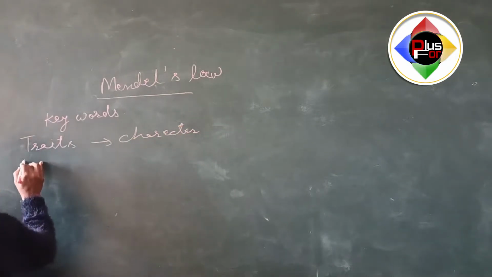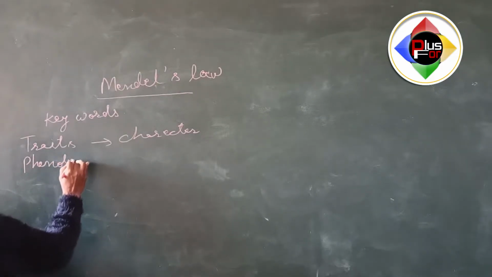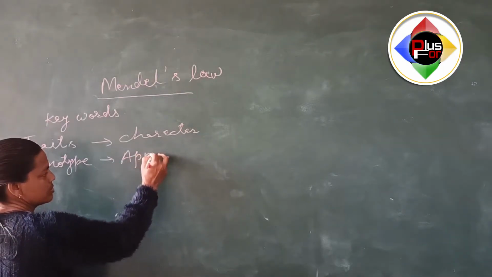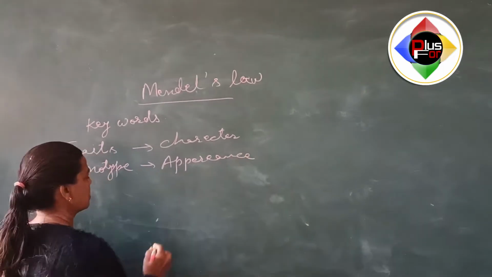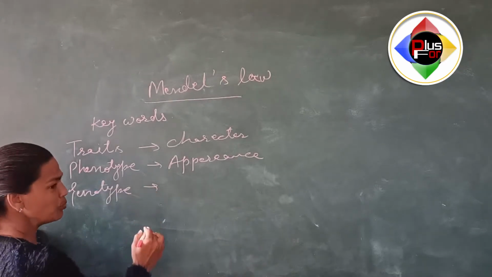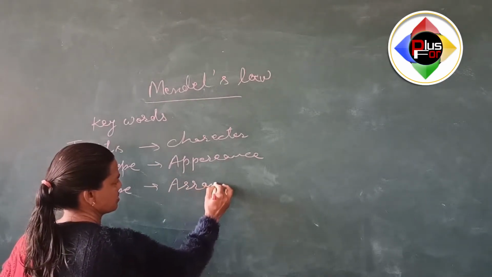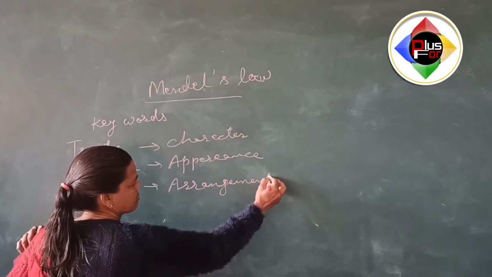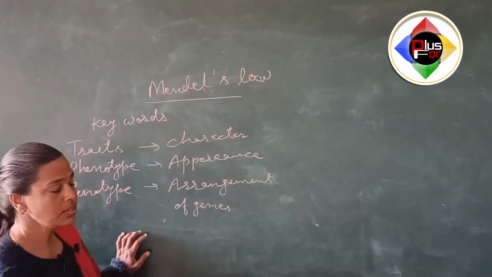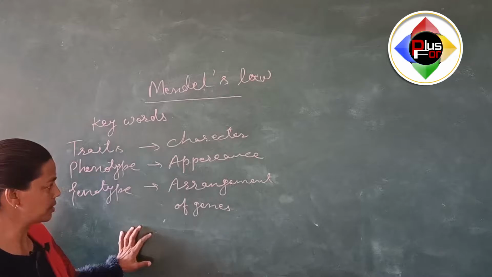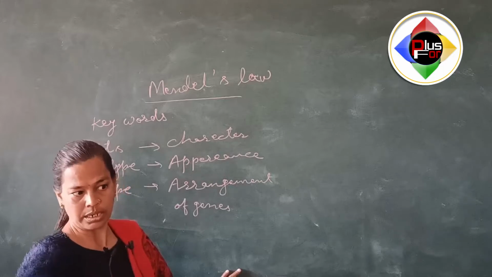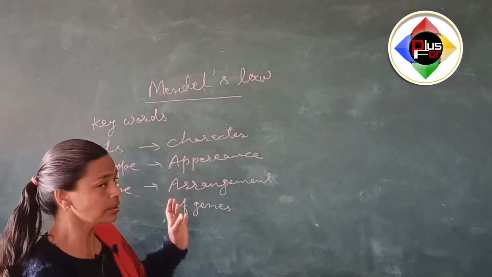Then phenotype means appearance. Genotype, arrangement of genes. These laws are based on heredity. Heredity, you know, is the things which are given from one parent to the next generation. This is known as heredity.